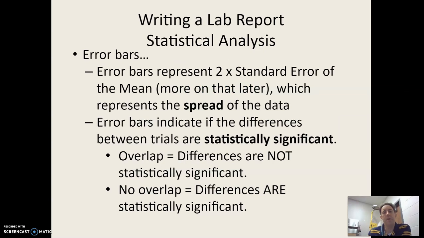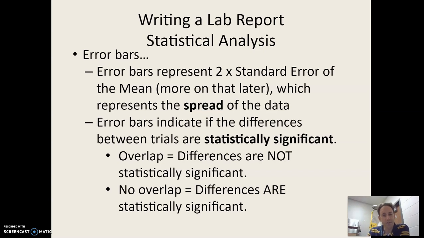The error bars represent a statistical property called the standard error of the mean, specifically 2 times the standard error of the mean. We're going to talk more about the standard error of the mean in the screencast, but for now, that's just what they are. It's 2 times this value, and that represents the spread of the data.